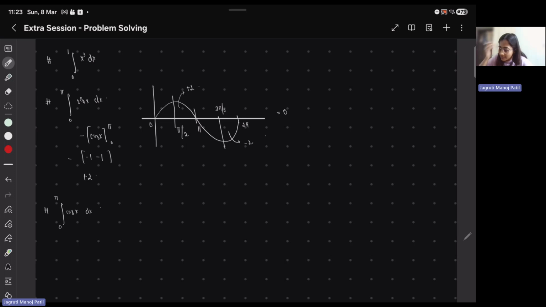Like, try cos x like this. So what is the integral of cos x? It is nothing but sin x, right? And now you evaluate sin x from 0 to pi. So what is sin pi? Sin pi is 0. And sin 0 is also 0, so that is also 0. Now why does this happen? You cross-check it again.